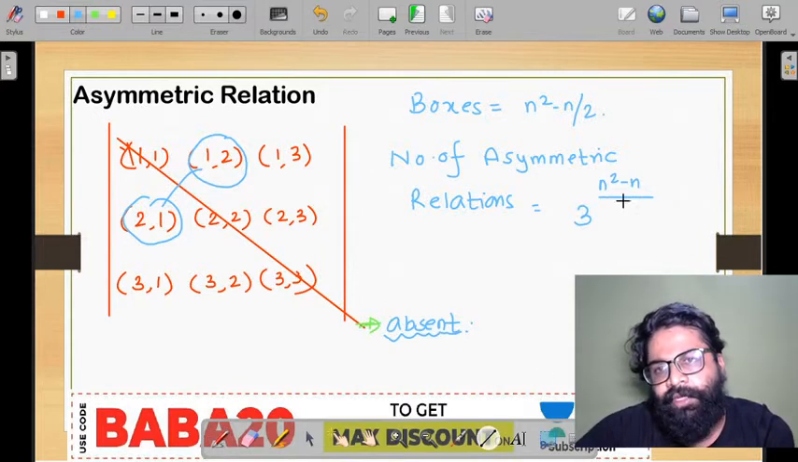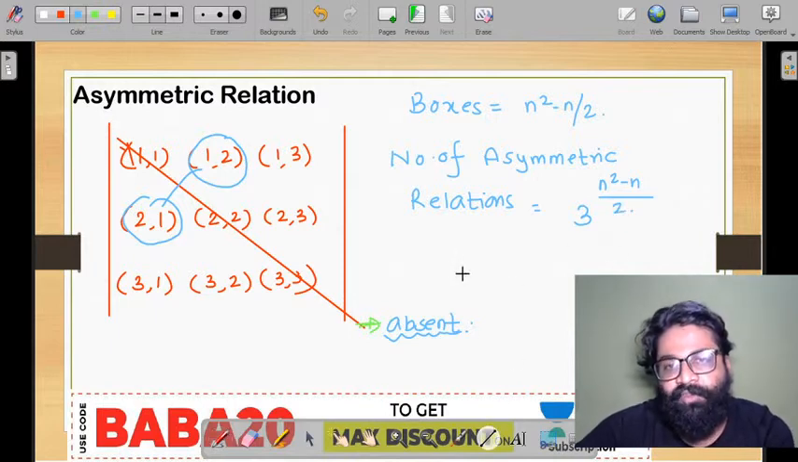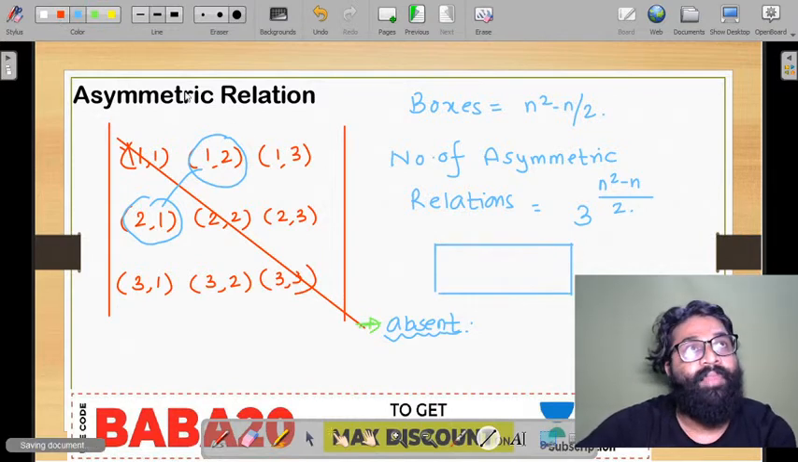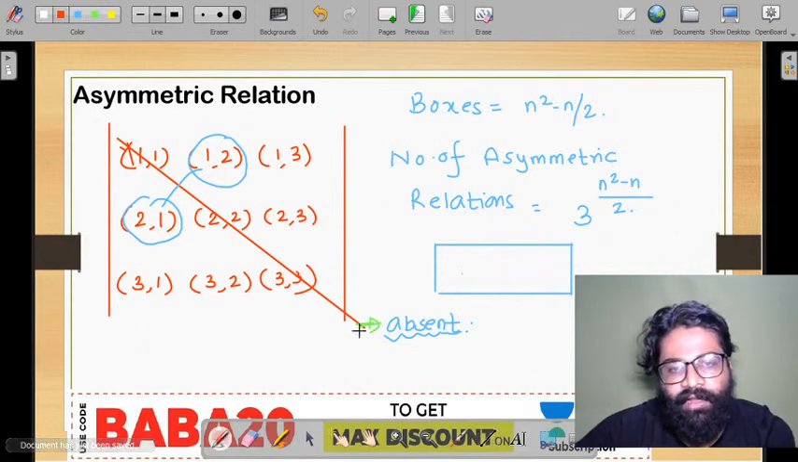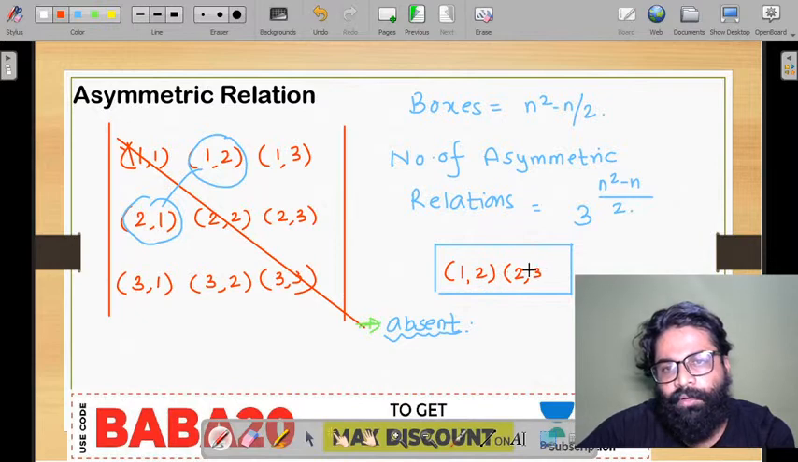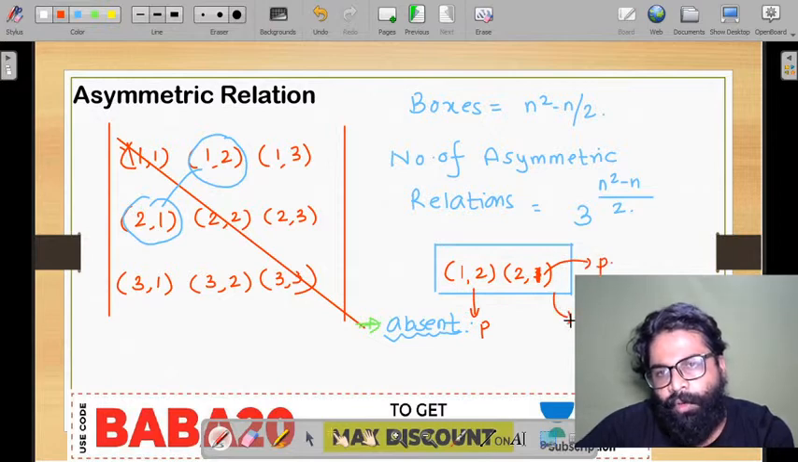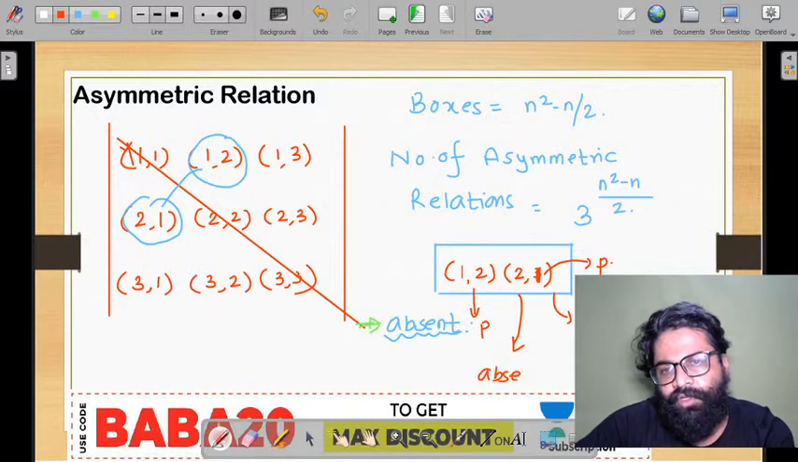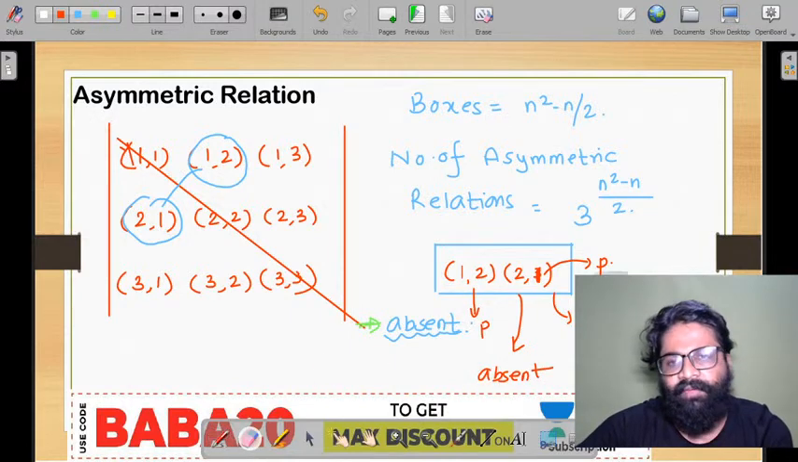You know why I have written 3 raised to? Because each box is having 3 possibilities. Try to understand that. Each box is having 2 possibilities because it does not allow the flipping now. Yes or no? It does not allow the flipping. So if it will have 1 comma 2, if it will have 2 comma 1, then either this is going to be present or this is going to be present or the whole box is going to be absent. So I'll write here, okay, the whole box is going to be absent. So that's why it is having 3 possibilities.